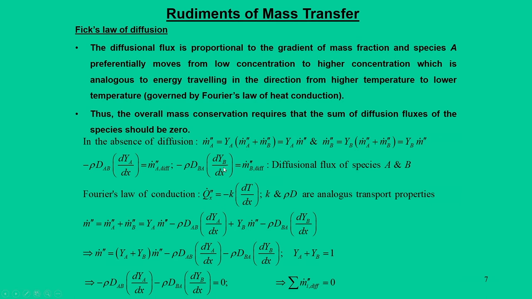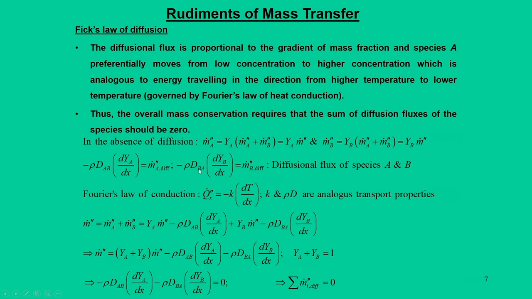m dot double dash B diffusion flux will be minus rho DBA into d yB by dx. Now, a close look between these two, if you only consider the diffusion fluxes and side by side consider the Fourier law, we can say there is a strong resemblance between heat transfer and mass transfer through this diffusion process. Here d yA by dx is nothing but the concentration gradient, whereas in the Fourier law dT by dx refers to the temperature gradient. The analogous term, rho times D, is for mass transfer, and for the Fourier law it is the thermal conductivity. They closely resemble each other, and they are treated as transport properties, because they transfer the information of the parameters in a medium.